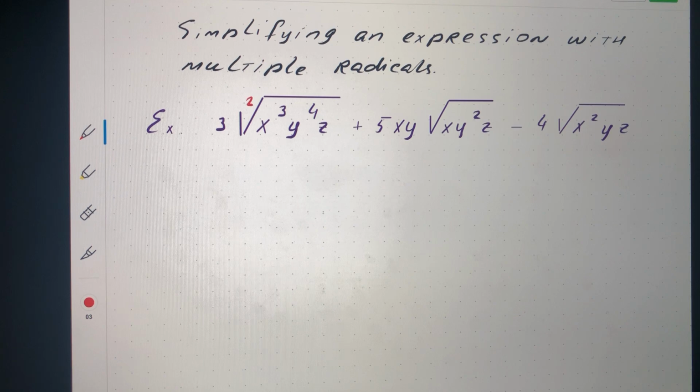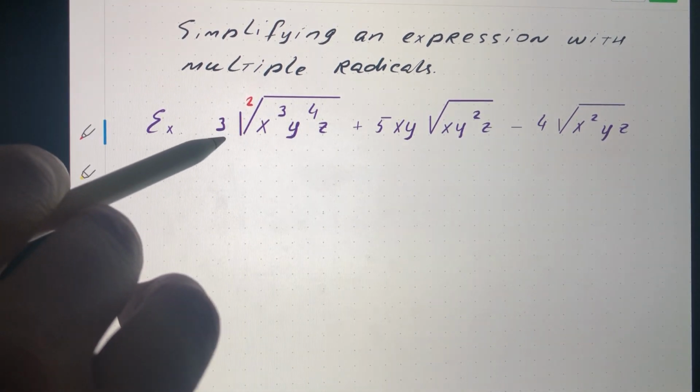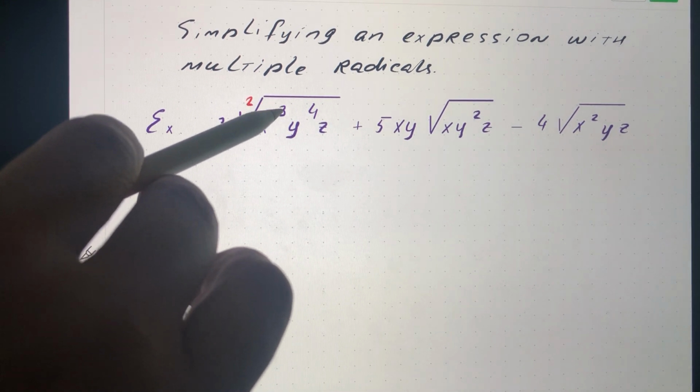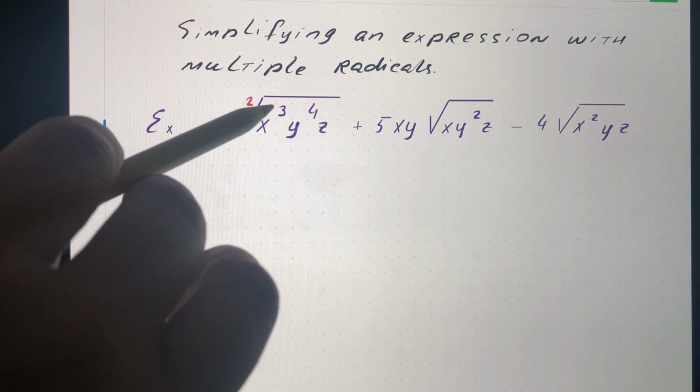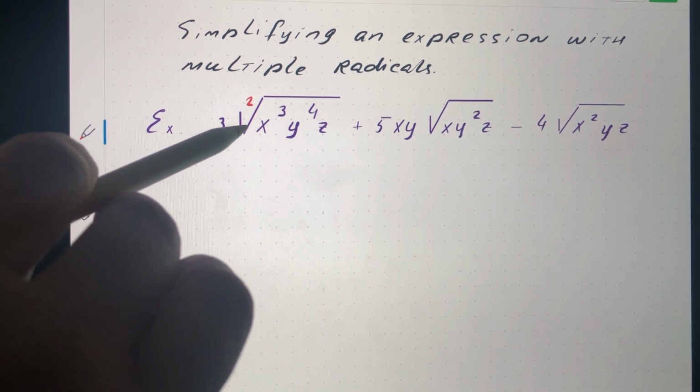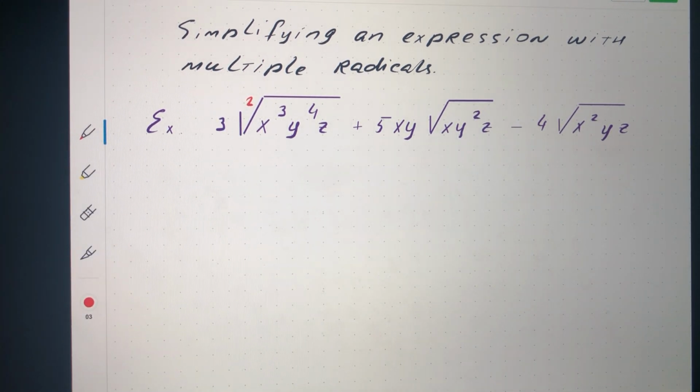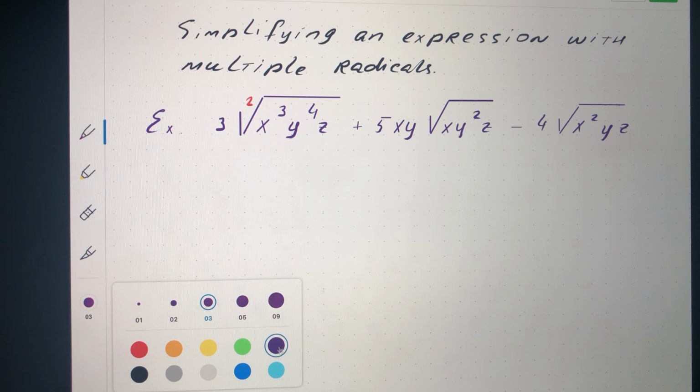So the first thing to do is simplify everything we can, which means take out as much as we can from under the root. And to do this, we divide the inside power by the outside. The whole number is the outside, the remainder is the inside. Meaning, so here is the 3.